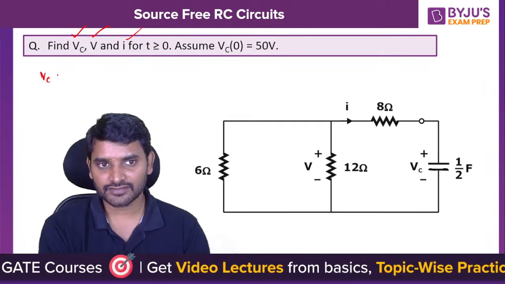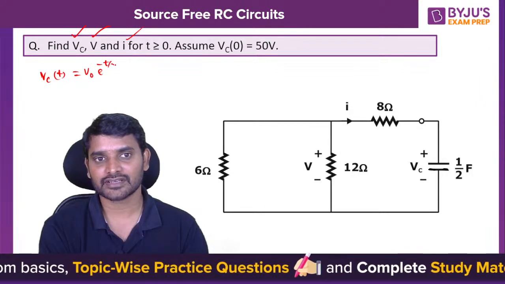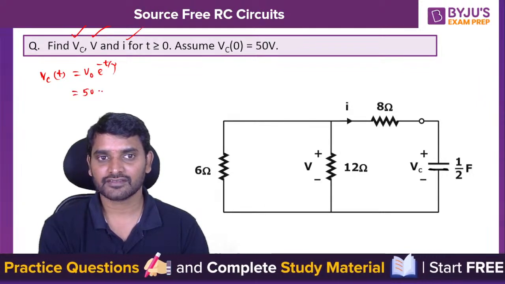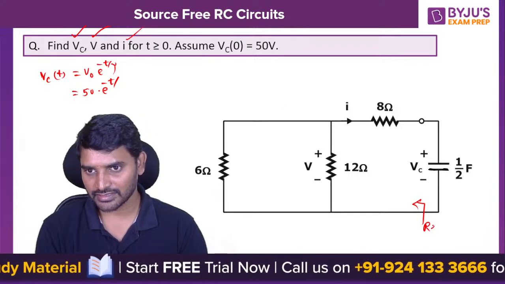Anyhow, we know Vc of t is equal to V naught into e power minus t by tau. What is V naught? 50. What is e power minus t by tau? Tau value. Can you look into the tau value?